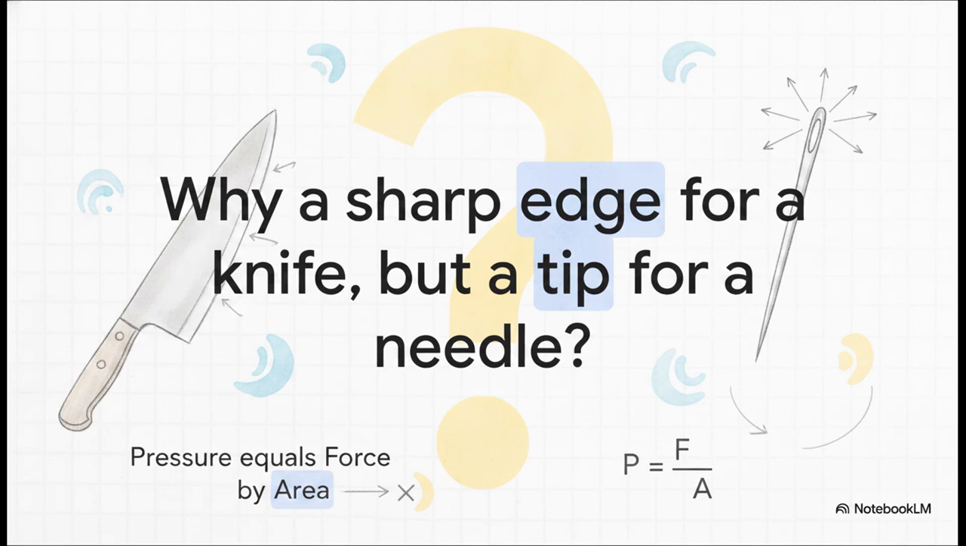But first, let's start with a real-life mystery straight out of the Can You Tell section of your textbook. Seriously, think about this for a second. Why does a knife have a sharp edge, but a needle has a sharp tip? Well, the secret is all in the formula. Pressure equals force divided by area. By shrinking that area, making it super sharp, you're massively multiplying the pressure from the exact same amount of force.